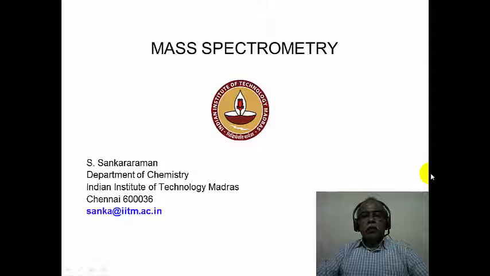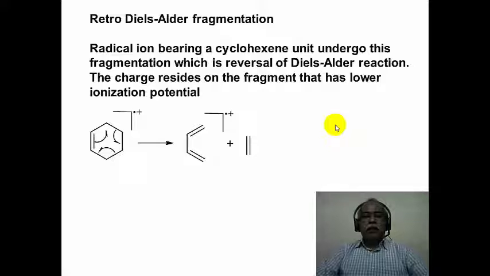Hello, we have come to module 19 of the course on application of spectroscopic methods in molecular structure determination. We are continuing with mass spectrometry and we will discuss more of fragmentation patterns of various types of molecule in this particular module. Now let us first consider the retro-Diels-Alder fragmentation.